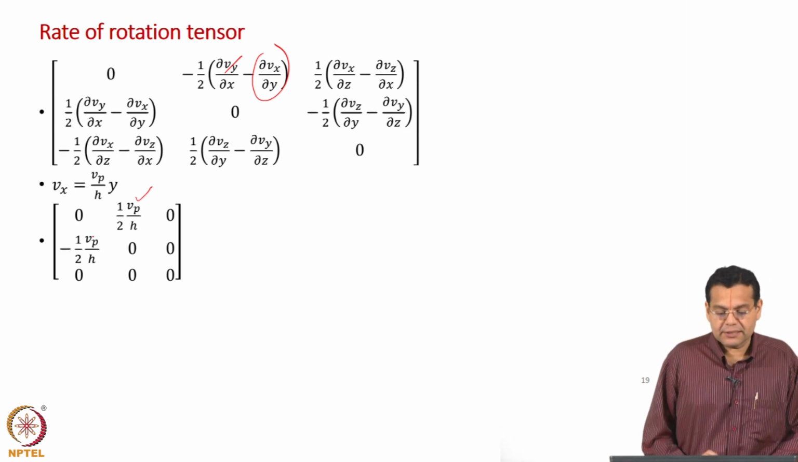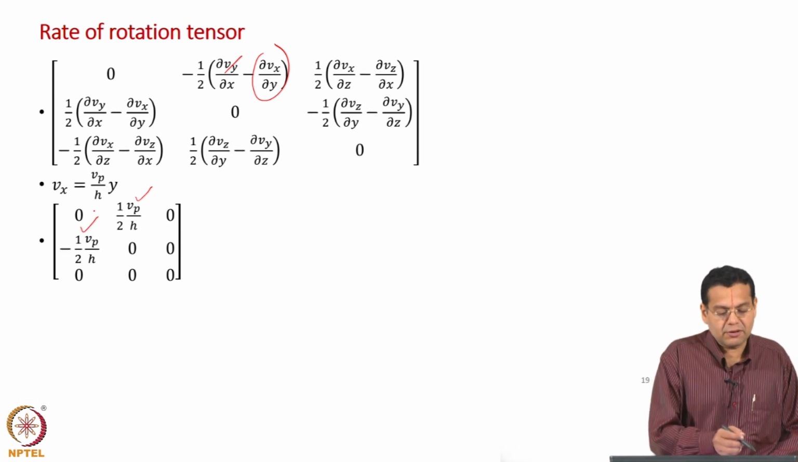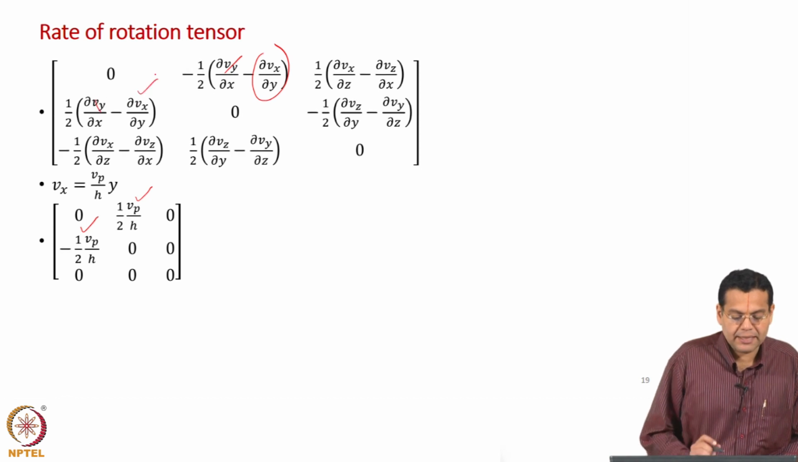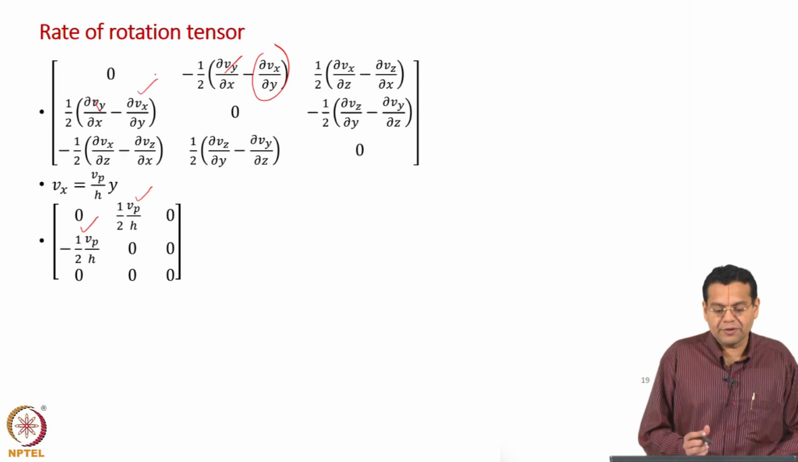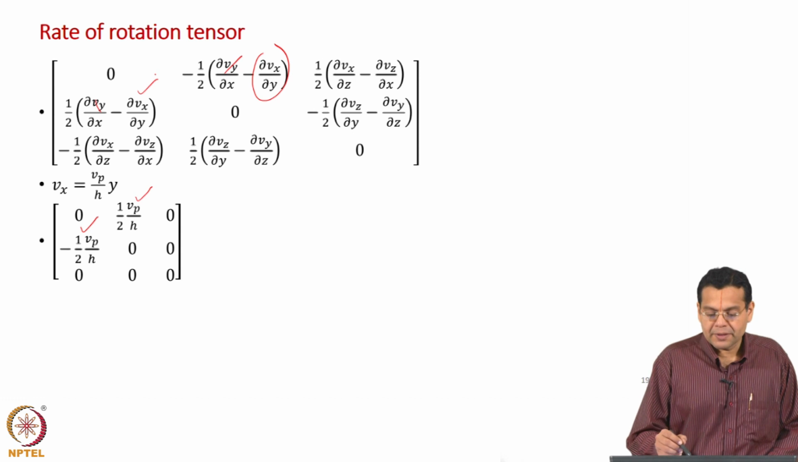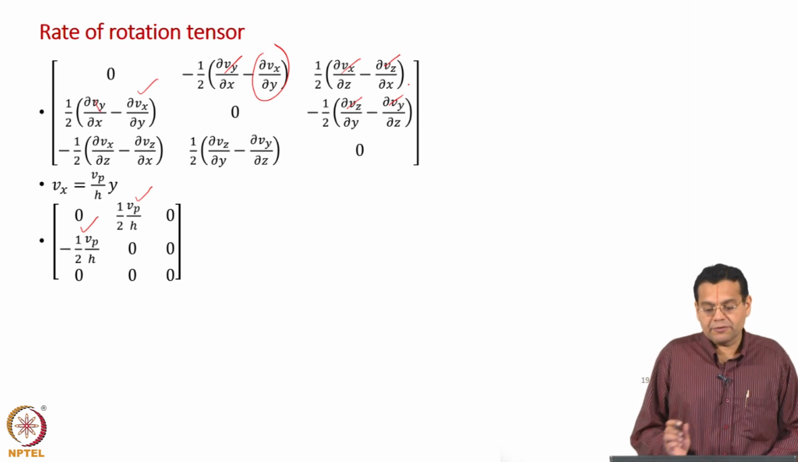the rate of rotation tensor is antisymmetric. So, this term is minus half V p by h. We can also evaluate that because this is 0 and then minus of half into dou V x by dou y will give you minus half V p by h, and all other entries are 0. V z is 0, V x is not a function of z, V y is 0. So, all other components of the rate of rotation tensor are 0.